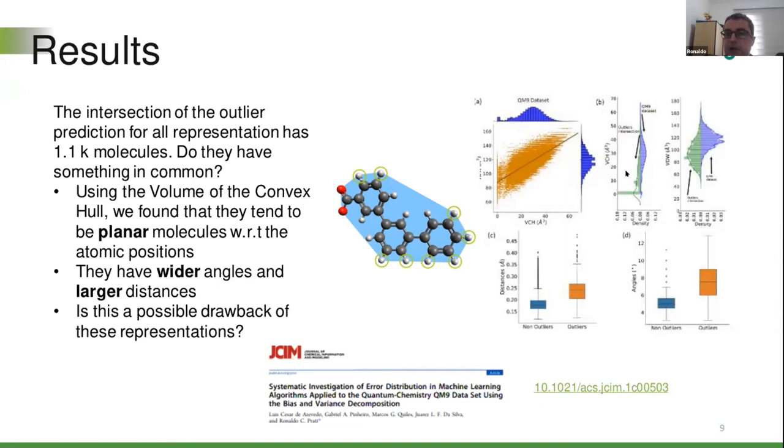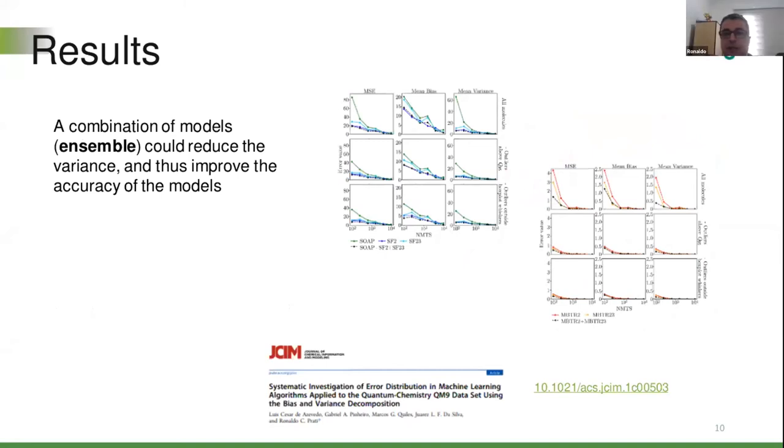We observe that molecules that have nearly zero convex hull volume are more prominent in this subset of outliers. We call outliers the subset of molecules with high prediction error that we have identified. And it's different from the global data set. The reason for that is that these planar molecules that lie in 2D space tend to have larger distances among the atoms and wider angles among the atoms in comparison with molecules that lie in 3D space.